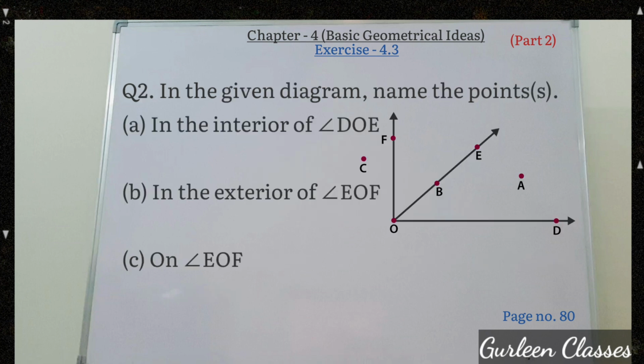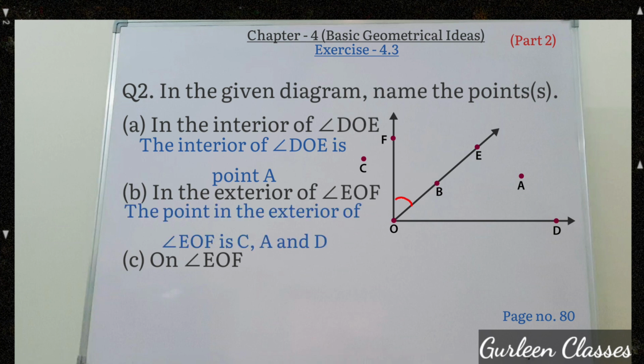Question number 2, in the given diagram, name the points. A part, in the interior of angle DOE. So here you can see angle DOE. The interior of angle DOE is point A. B part, in the exterior of angle EOF. So this is angle EOF. The points in the exterior of angle EOF are C, A and D. C part, on angle EOF. So the points on angle EOF are E, B, O and F.